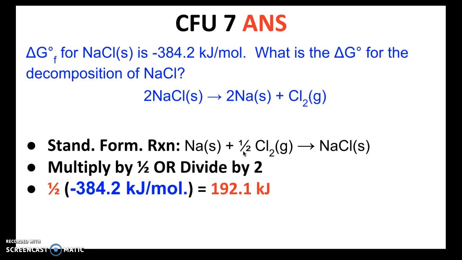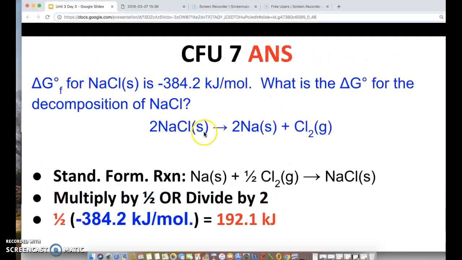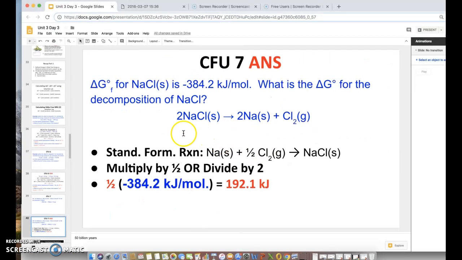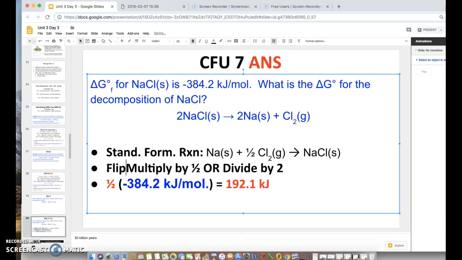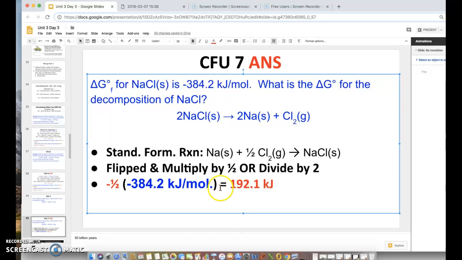Great, so here's the work. This is one where you have to recognize you're manipulating a standard formation reaction. This is the standard formation reaction for NaCl. This reaction is actually 2 things: it's flipped, and I'm going to correct that right now. So this reaction is the flipped version, and it's multiplied by 1/2 or divided by 2. So in the work here, we multiply by negative 1/2, and that makes it positive 192.1 kilojoules. That's the work for that.